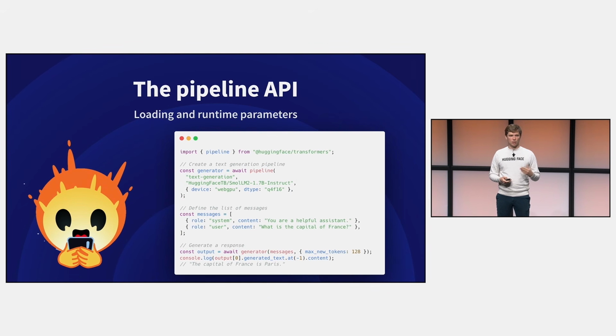We also support various loading and runtime parameters. So in this case, the first loading parameters, when you create the pipeline instance in the beginning, you're able to specify the device, whether you want to run on GPU, maybe WebGPU, WebNN, CPU, or WebAssembly, as well as the data type or the quantization. So in this case, 4-bit quantization with 16-bit activations. And then at runtime, you're able to specify various parameters like how many tokens you want to generate, whether you want to do sampling, what's the temperature, those kinds of parameters you may be familiar with.